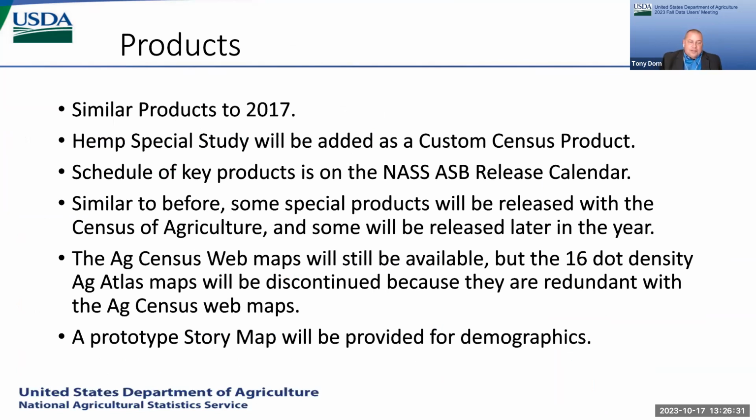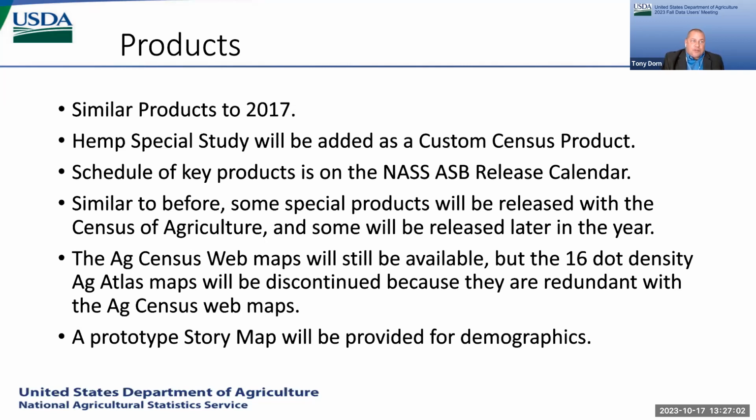And as you can see, the census is a very large project. So we have a very wide variety and numerous products that we're producing out of the Census of Agriculture. And looking ahead, we'll have very similar products to what we had in 2017. And the hemp special studies will be added as a custom census product. And the schedule of key products, those will be on the NASS calendar.